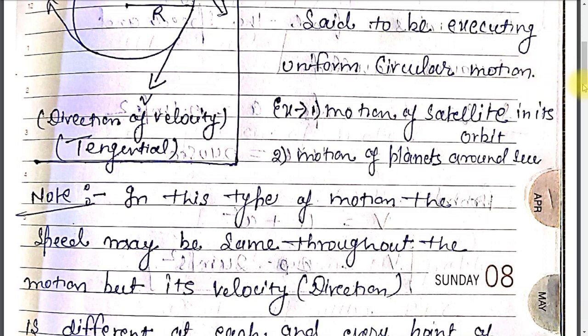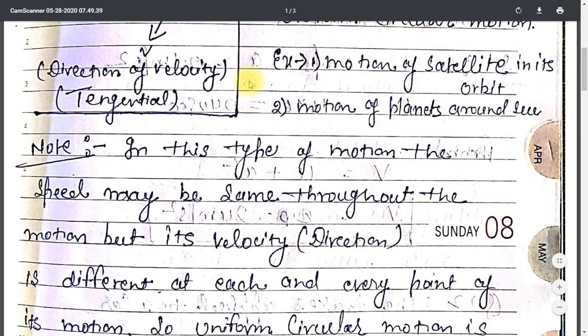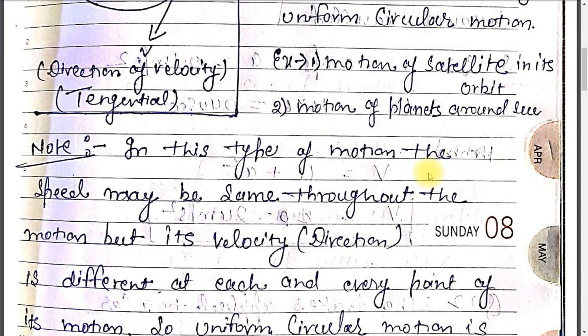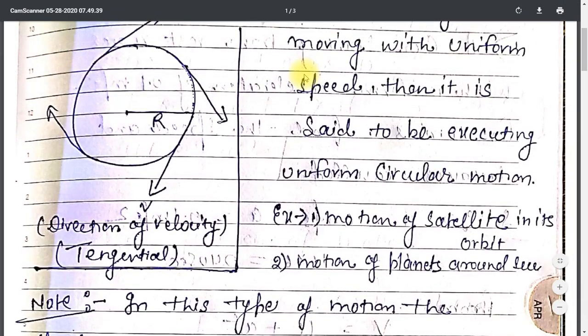Now before having the diagram, firstly we'll move to some specific conditions for uniform circular motion. So note, in this type of motion, speed remains the same throughout the motion. Speed means the magnitude value. Suppose you have a speed of 20 km per hour. So 20 km per hour is the magnitude, and this will remain constant. That means throughout the journey the value of this speed will be 20 km per hour.